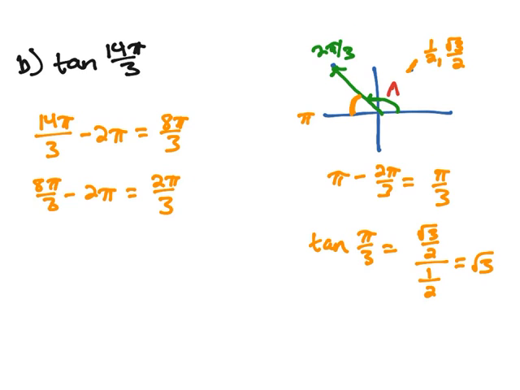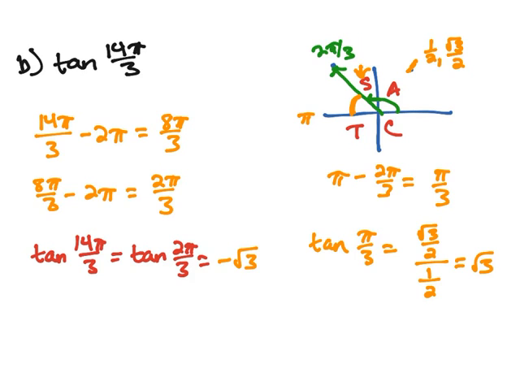Okay, but that's tangent of pi over 3. We're in quadrant 2. So we're finding tangent of 14 pi over 3, which is equal to tangent of 2 pi over 3. In quadrant 2, is that going to be positive or negative? It's going to be negative because in quadrant 2, sine is the only thing that's positive. So we get negative square root of 3.